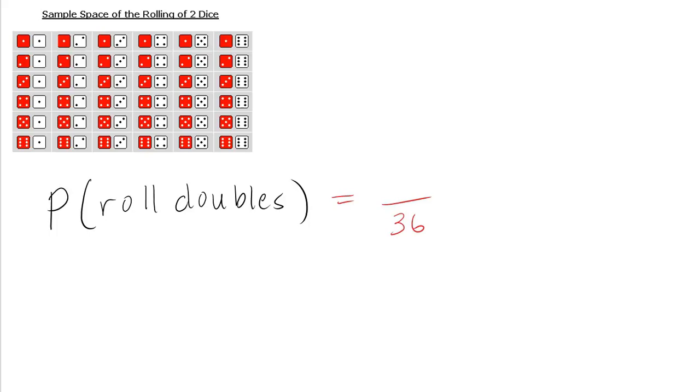And if you follow this diagonal from the upper left-hand corner down to the lower right, you can see that there are 6 different outcomes that represent rolling doubles. And so the numerator is 6. And that's our probability, 6 over 36. I don't care if you reduce, but this fraction does reduce down to 1/6, and that might be a little bit easier to interpret. You roll doubles 1/6 of the time.